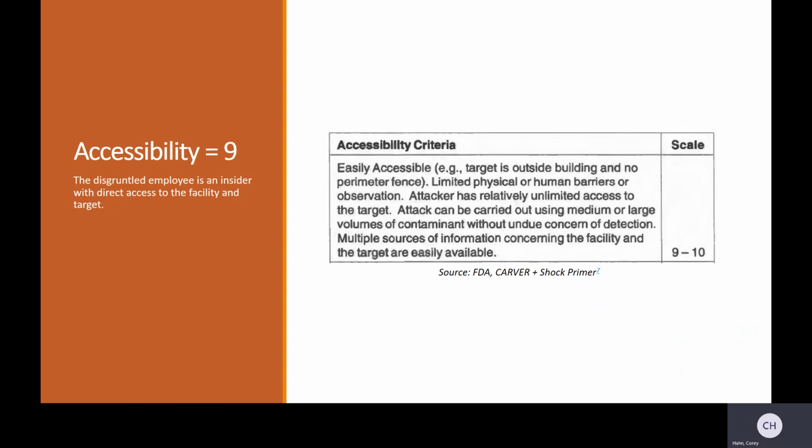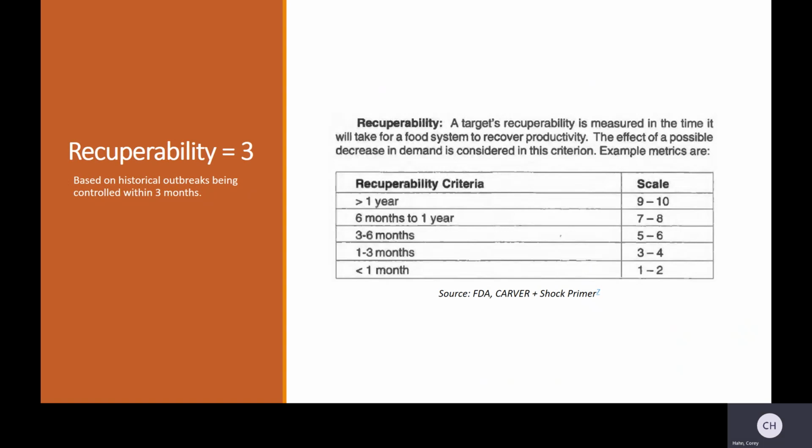The next attribute is accessibility, which was scored as a 9. It received this high score because the disgruntled employee is an insider with direct access to both the facility and the target. Also, security might not always be the tightest at grain elevator facilities, especially in rural communities. The next attribute is recuperability, which received a score of 3. This was assigned based on the data retrieved regarding those prior outbreaks that occurred in the past. And all the ones that were researched were resolved within 3 months at the most.